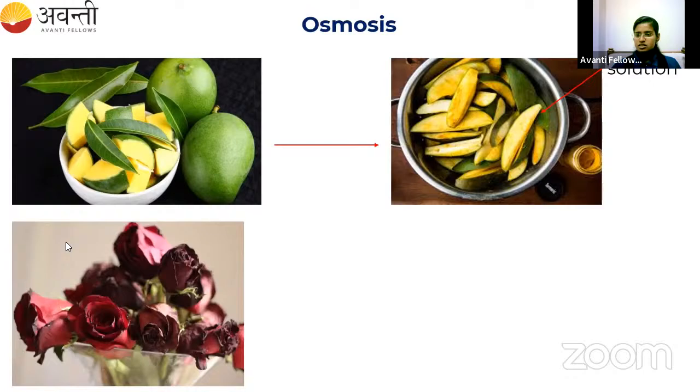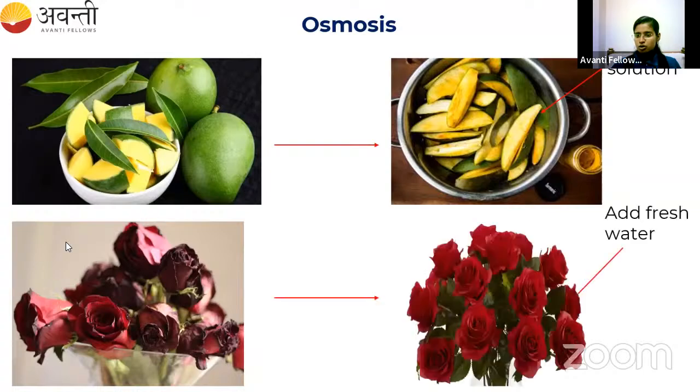What is this? So I have some roses. Yeah, it is a rose. This is the fresh rose. After adding fresh water, I get a rose like this. Dried rose petals. Dried rose and fresh rose. Very good.